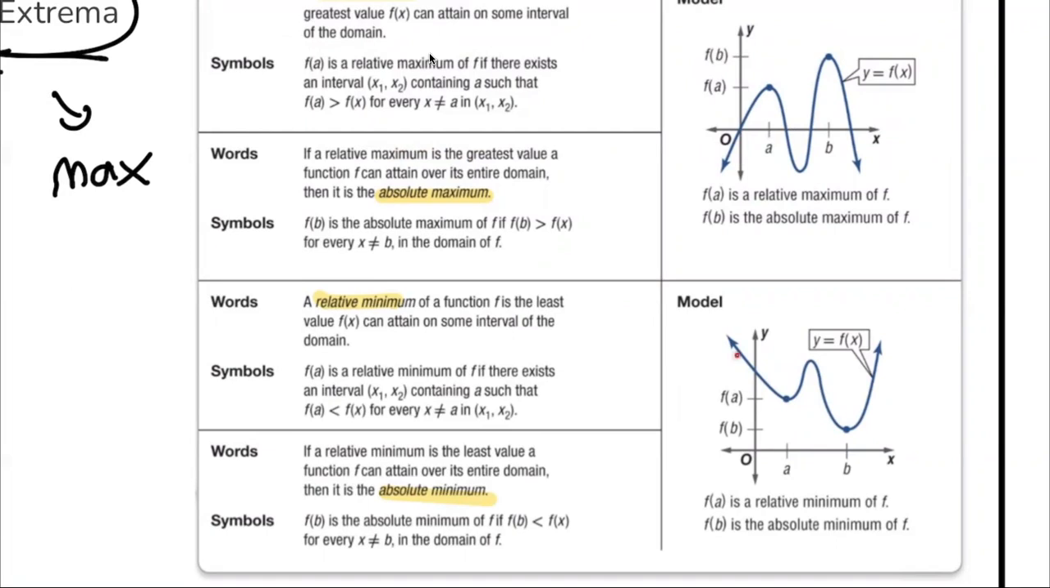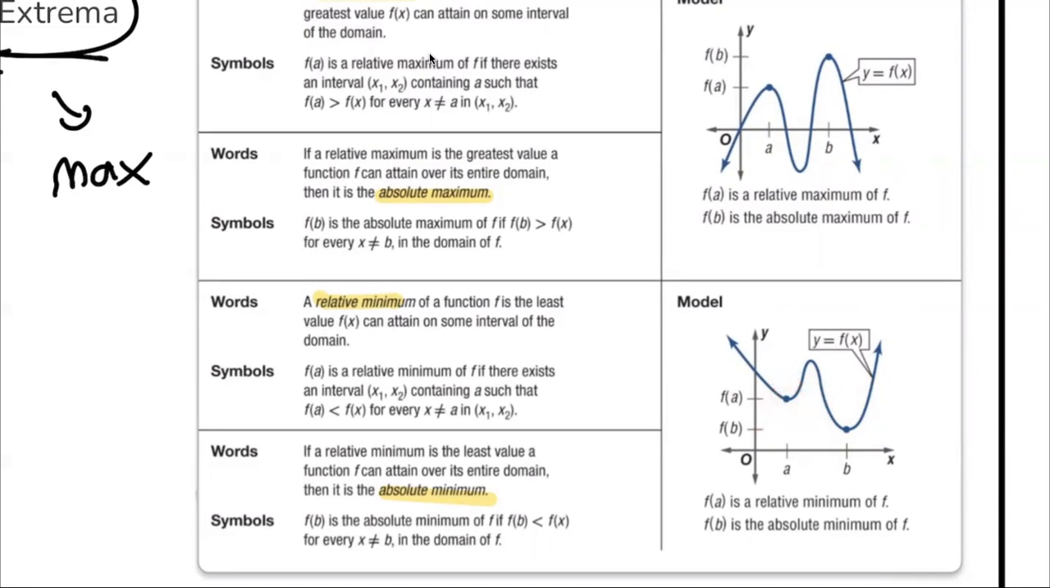We're just looking at certain intervals. And if you take a look at this point, it is lower than closer points, right? So we're calling this the relative minimum. This is also a relative minimum because this is lower than the other points. But if you compare this and this, f of b is lower than f of a, right? So we're calling f of b the absolute minimum, and we're calling f of a the relative minimum.